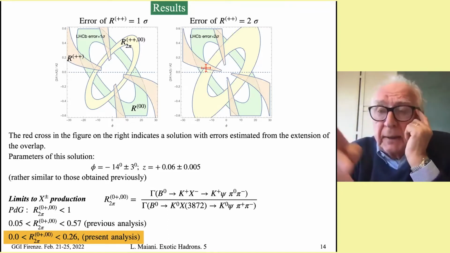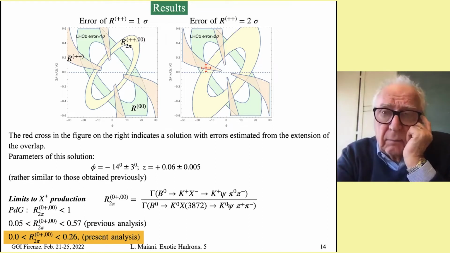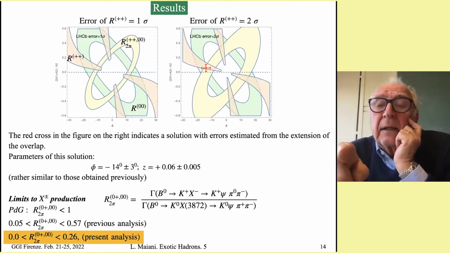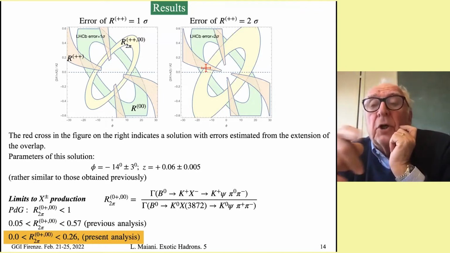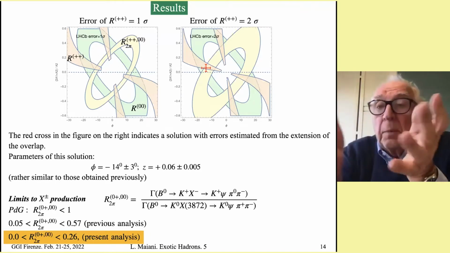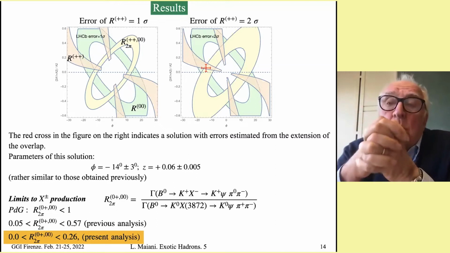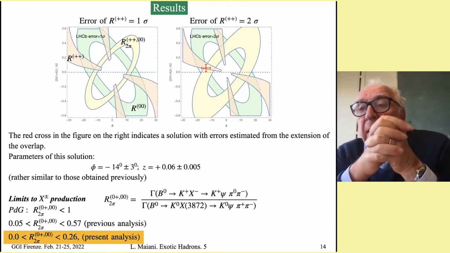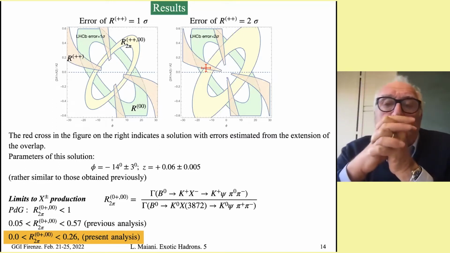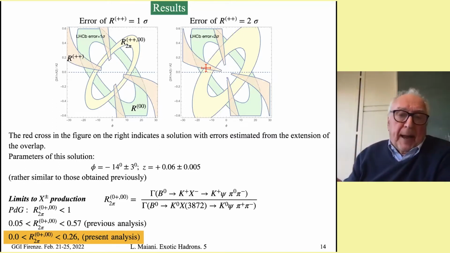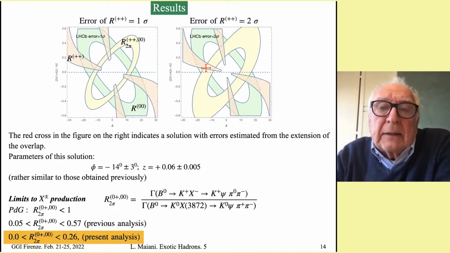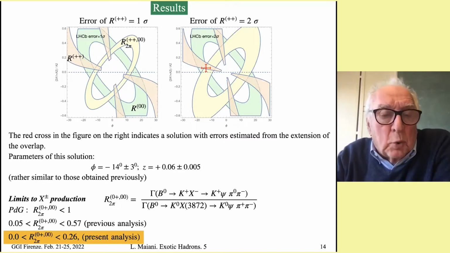Let me not comment, so as not to make it too complicated. Let me just note that there are two possible regions intersecting here, so there will be two solutions. But the other solution doesn't fit well with the decay of the strange B, the Bs, into K pi KX. And so the red cross is the only acceptable solution.